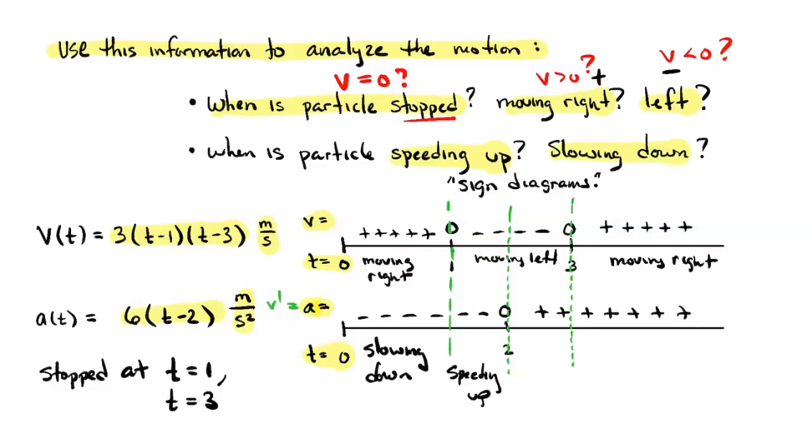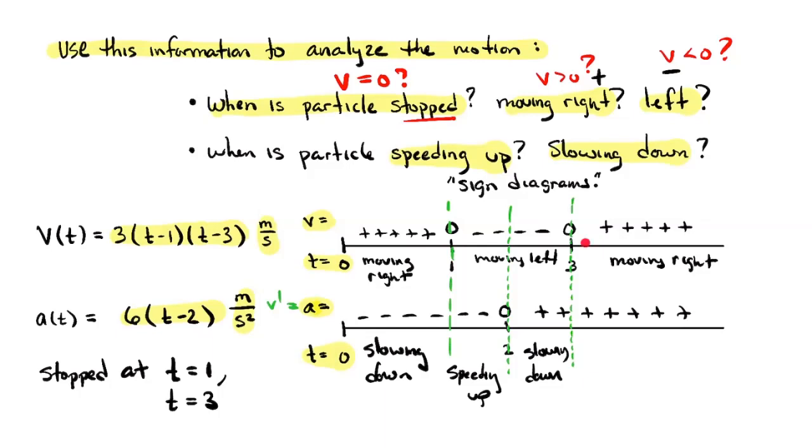Over t equals 2 to 3, the velocity is still negative, but now the acceleration is positive. So this negative velocity is becoming less negative, right? Because it's increasing. So its absolute value is getting smaller. So over that interval, the particle's slowing down again. Slowing down. How about from 3 to infinity?